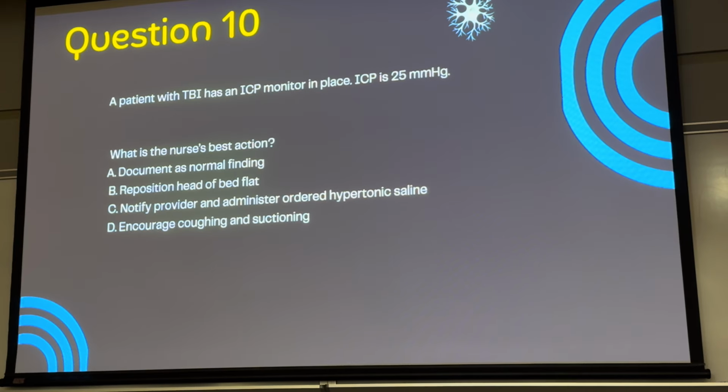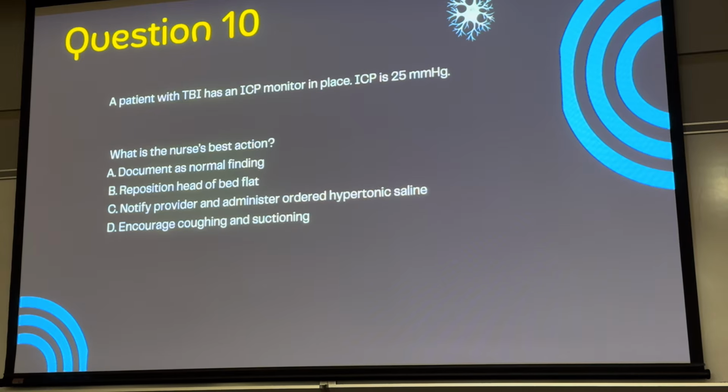Patient with TBI has an ICP monitor in place. ICP is currently 25. What's the best nursing action? C. C, everybody agree? Okay, why? Goes back to breathing. So ICP is greater than 20, so 25. So it's not a normal finding, right? Mark that one out. Reposition head of the bed flat.